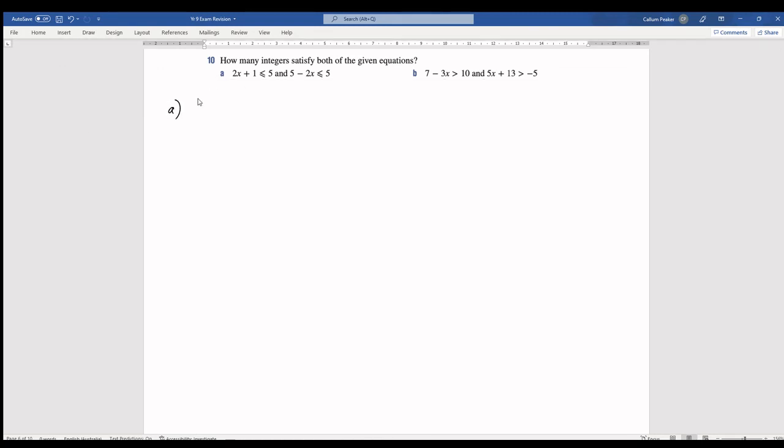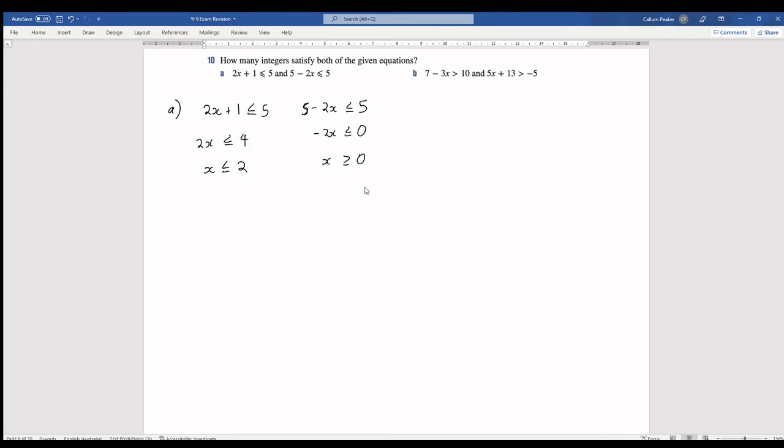For part A, we're given the two equations, 2x plus 1 is less than or equal to 5. And we also have 5 minus 2x is less than or equal to 5. What I'm going to do is actually, let's make that look a bit more like a 5. I'm actually going to solve these off camera, and then we'll reconvene when I've solved them for x.